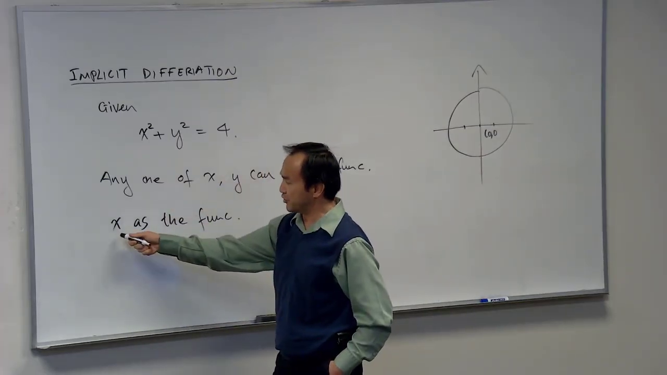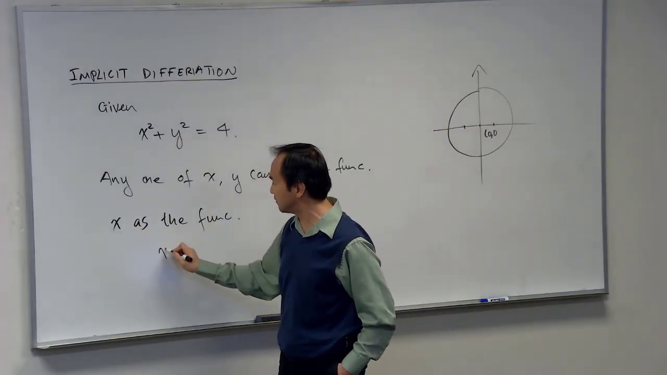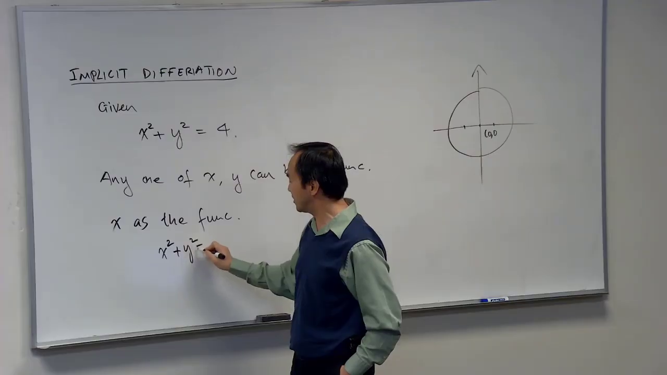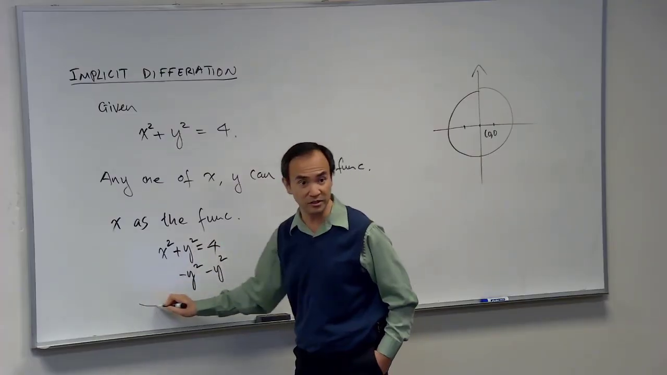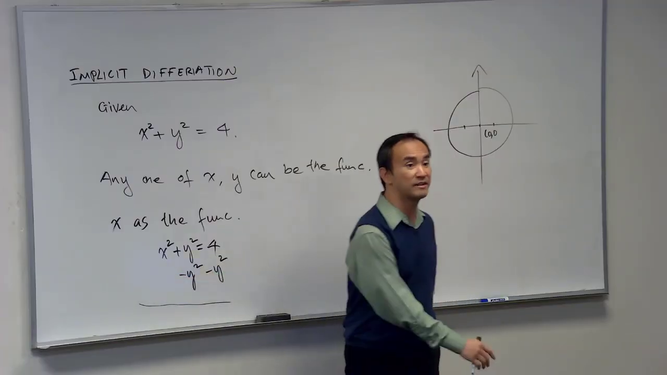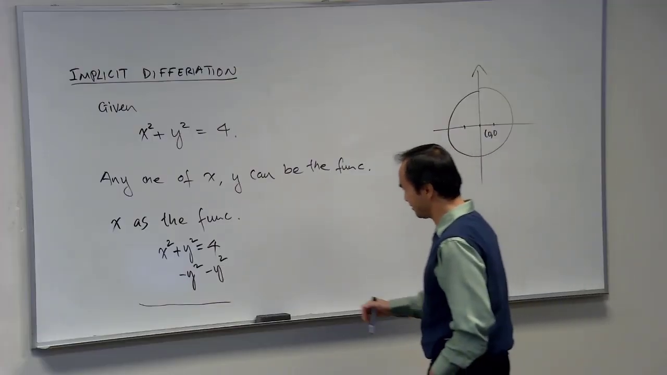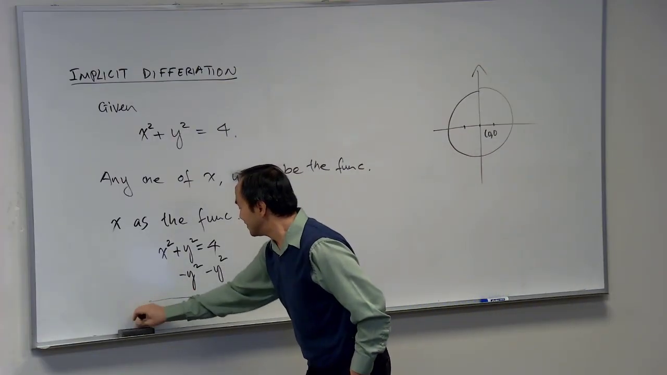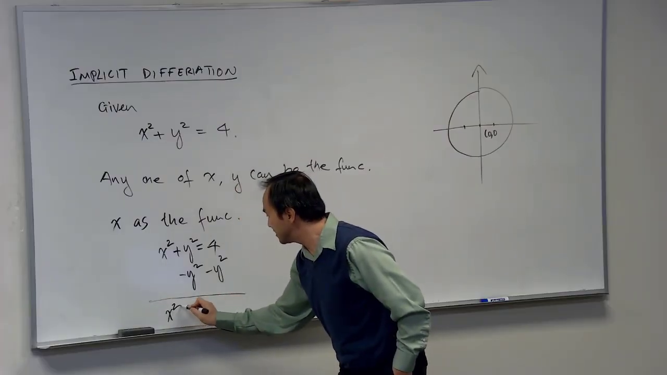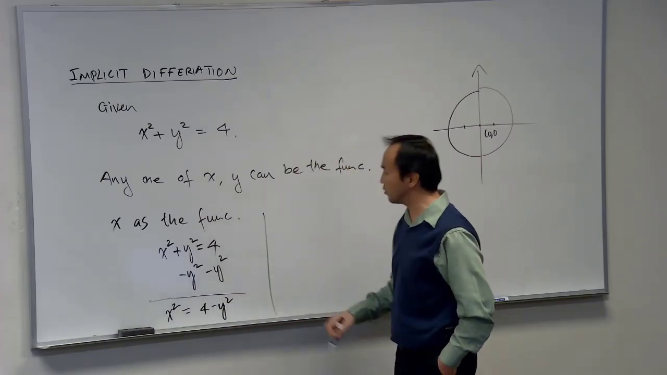So now if we intentionally want to make x a function right here, then we've got to solve for it. So x squared plus y squared equals 4. Again, I'm subtracting y squared on both sides this time. And you guys should be comfortable with doing this kind of algebra work, solving for one variable in terms of the other one. And so here, I have x squared equals 4 minus y squared, and very similar work comes out here.